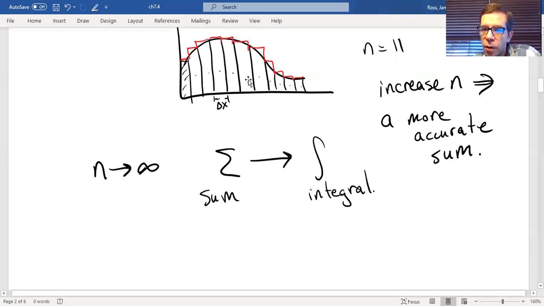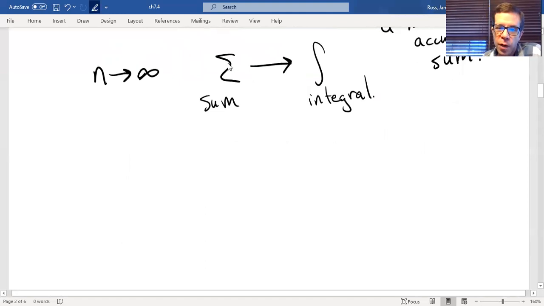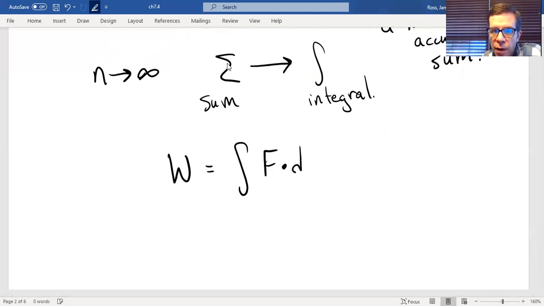So when we're talking about the work done by a varying force, we're going to use an integral. So work then is going to be the integral of F dot dr. I know I've been switching between x and r, but F dot dr between some point A and some point B. What more do I want to say about that there? Let's do an example.